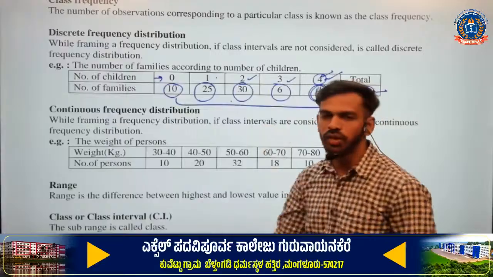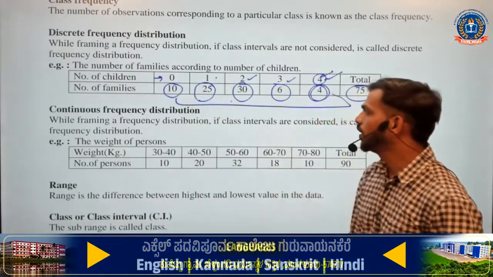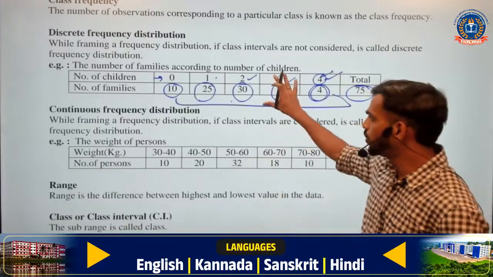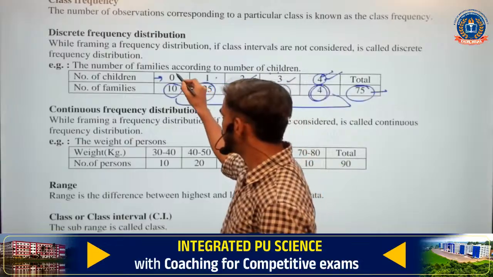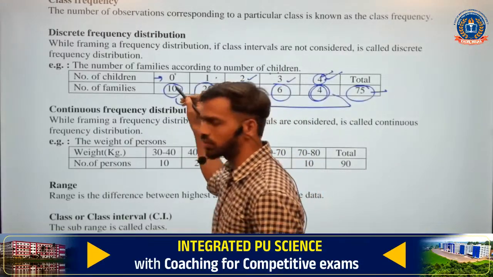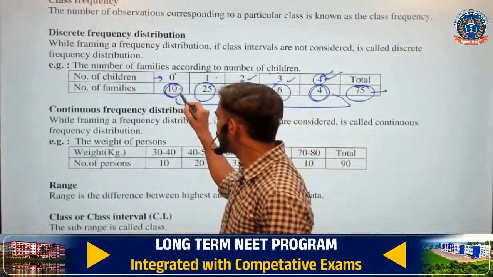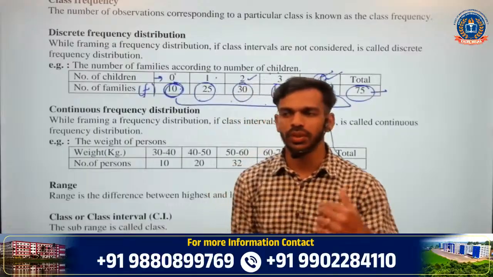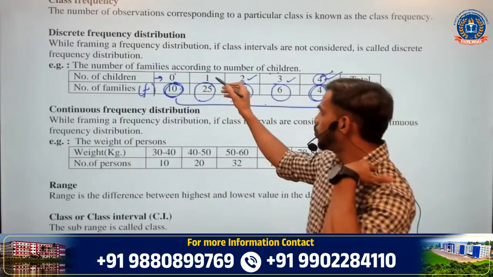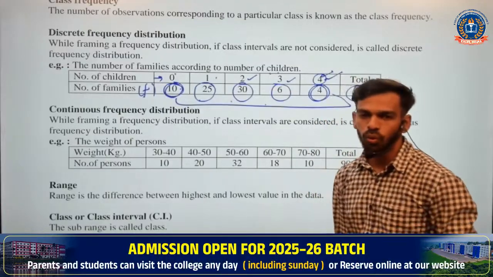Here we can understand how the frequency is distributed among the 75 families. This is nothing but a frequency distribution. That means 0 is repeated 10 times. That repetition is the frequency. Similarly, 1 is repeated 25 times, and in the same way 4 is repeated 4 times.